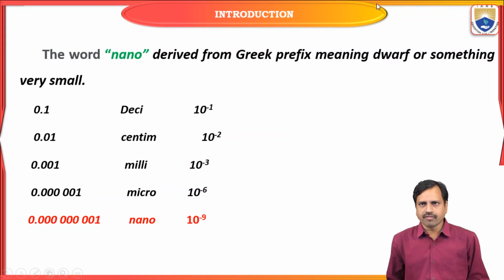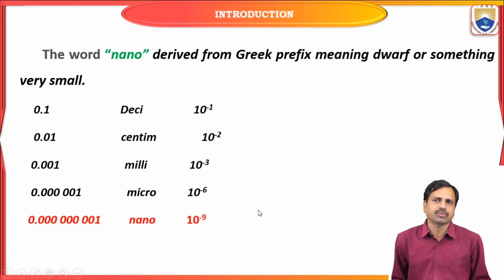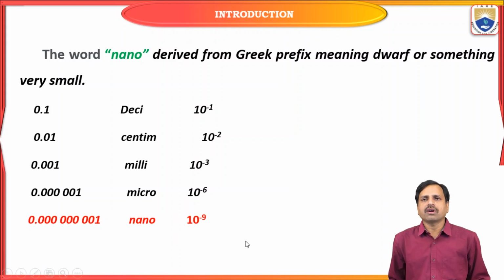By seeing this, we can see the particle size will be very small when compared to microorganisms. 10 to the power of minus 6 is the size of microorganisms, and 10 to the power of minus 9 is very small compared to that. Our human cell is 10 to the power of minus 6 only, so nanomaterials are very small compared to the human cell. Because of this size, nanoparticles have huge applications.